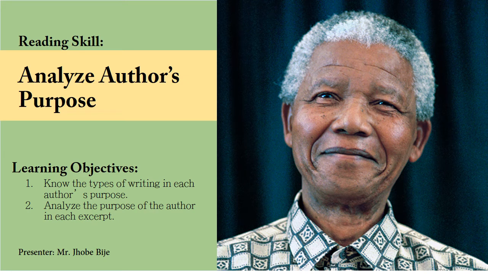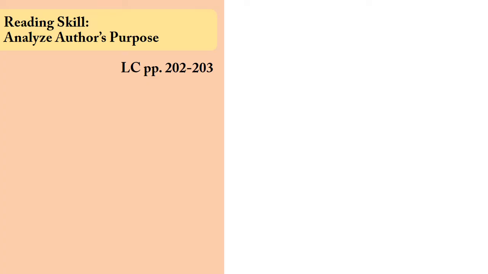Alright, so the next reading skill that we are about to discuss is analyze author's purpose. And our learning objectives are pretty simple. First is to know the types of writing in each author's purpose. And two is to analyze the purpose of the author in each excerpt. Well, if you turn to your literary companion on page 202, you'll be seeing the lesson that we're about to take.